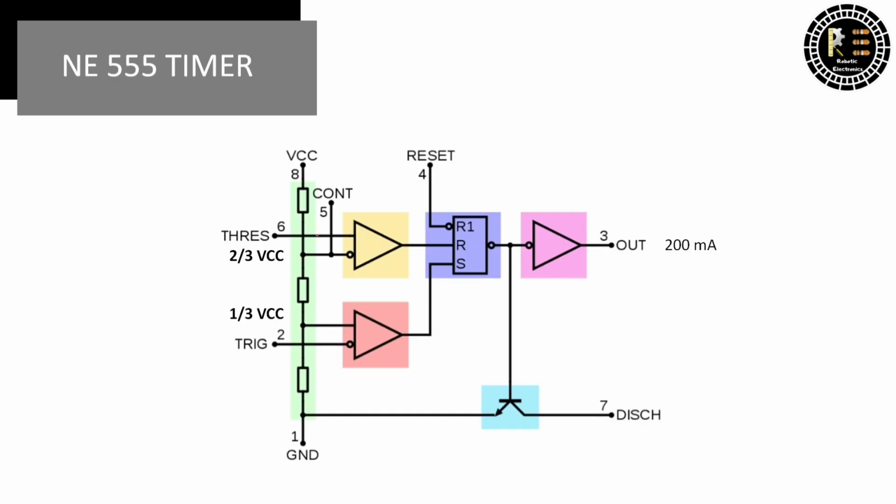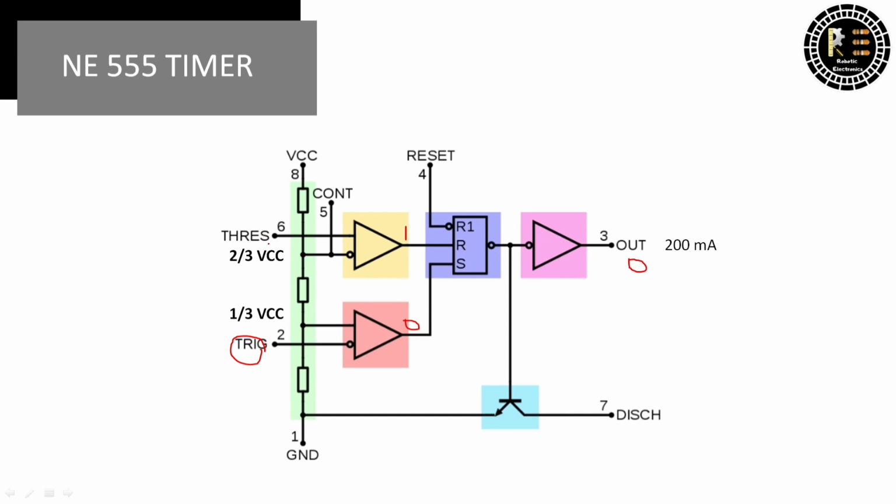Now let us look at the 555 timer. See, when the threshold value is greater than 2/3 VCC, the output of that comparator will be 1. When the trigger value is greater than 1/3 VCC, then the output will be 0. R will be 1, S will be 0. Then the output will be 0. It means low.